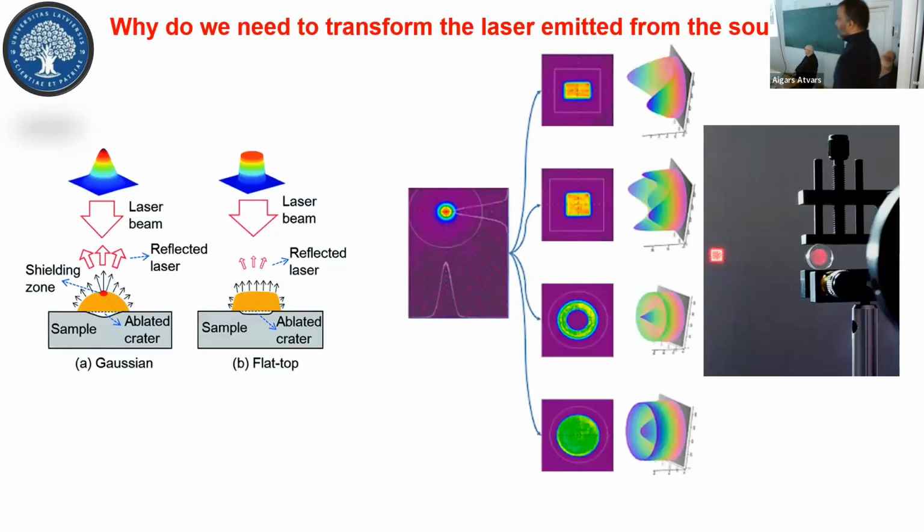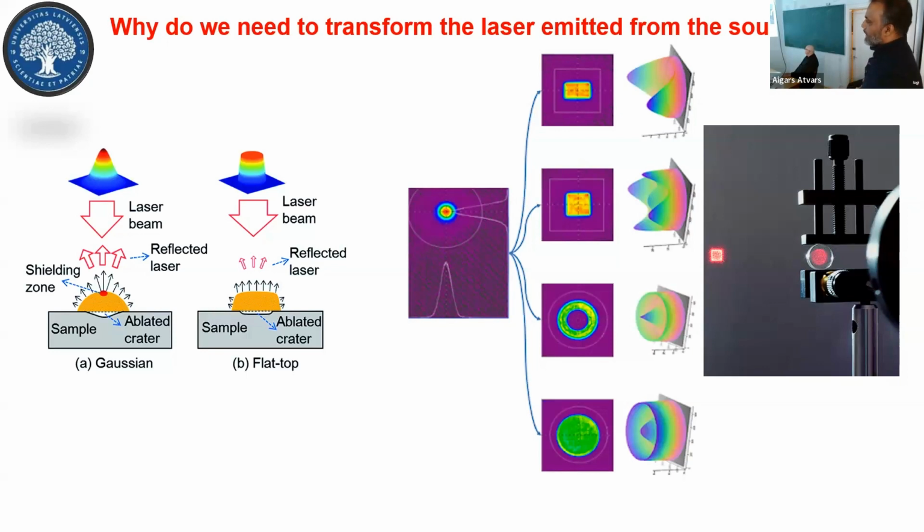So why do we need to transform the laser emitted from the source? Generally, as researchers, we are using different kinds of lasers in the laboratory. Sometimes we use a femtosecond laser, sometimes a nanosecond or picosecond, CW and pulse lasers. If you observe the profile of any laser coming from the source, it looks like a Gaussian distribution. But a laser with a Gaussian distribution is not desirable for many applications. So definitely you need to transform the shape of the laser from Gaussian to the desired form.